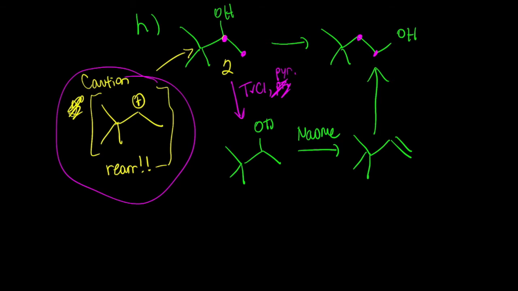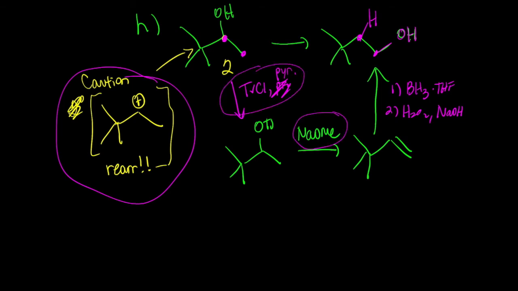Now I want to think about how do I put a hydrogen on that carbon and an OH on this carbon, and that's anti-Markovnikov addition. We would want to use borane followed by basic hydrogen peroxide, NaOH I meant to write. Okay, so this one, I would not be able to do it any better. That's 1, 2, 3 steps.